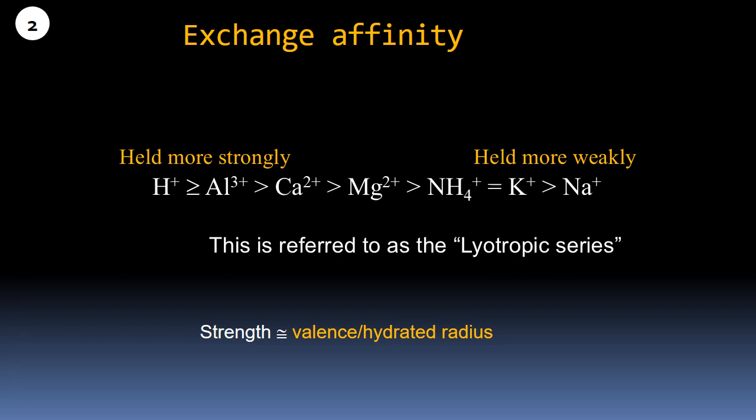However, if the concentration of any cation from the right side of this series is higher, like sodium, which is very weak in the lyotropic series, but if it exists in a very concentrated solution, then it can be dominant in the exchangeable side.